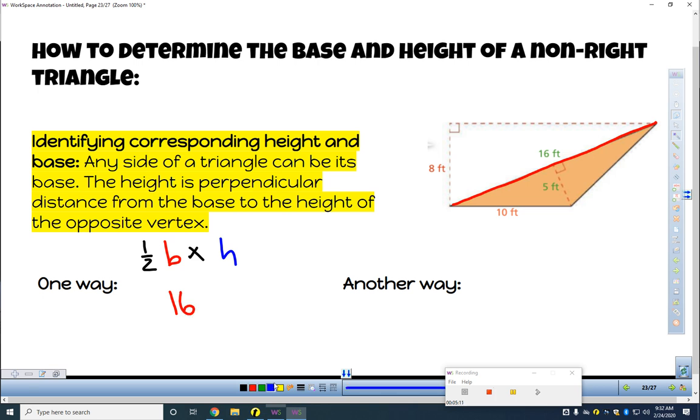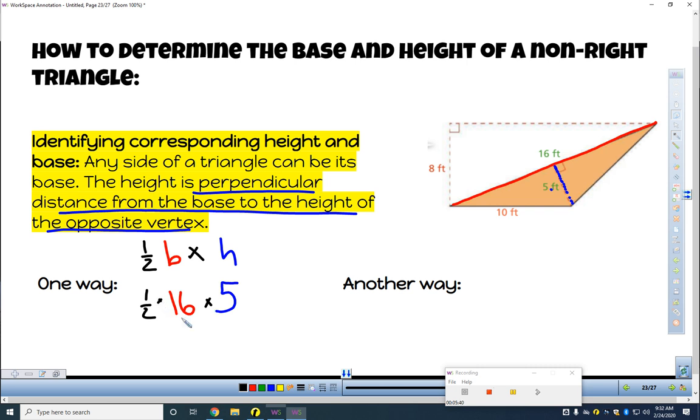Now the height here, it says, is perpendicular from the base to the height of the opposite vertex. So from the 16, I find perpendicular straight across to the next vertex, and that happens to be 5. And so I would take 1/2 of 16 times 5. That's option 1. Let's solve it just to be safe here, right?